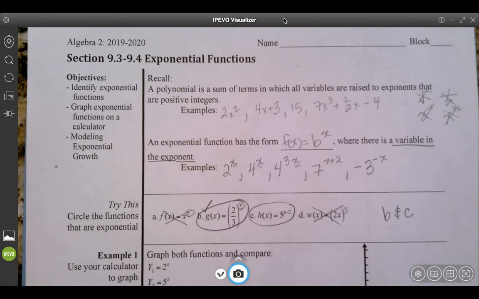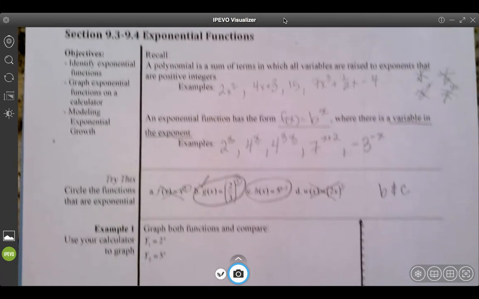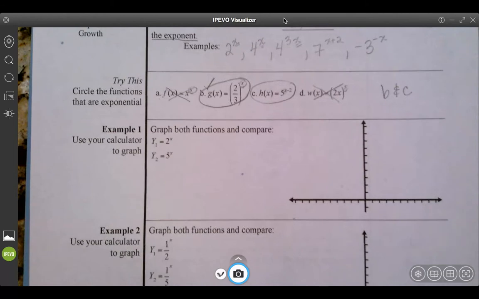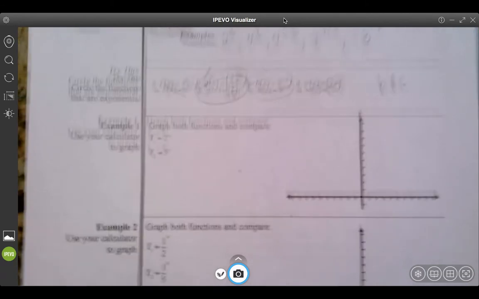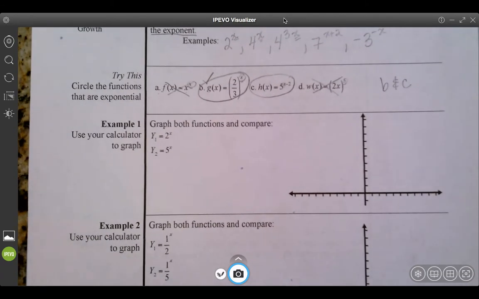Let's take a look at example 1. So now that we can identify exponential functions, what do they look like? We're doing a shortened version of this section, which is why we're combining sections 3 and 4. We're just going to look at what these functions look like by using your calculator. If you need your graphing calculator, go ahead and pause the video to go grab it.